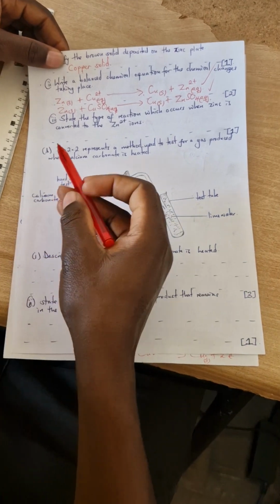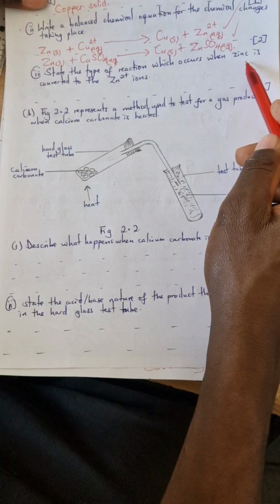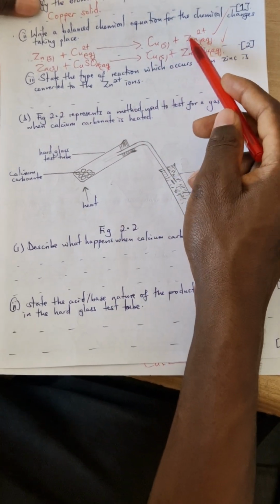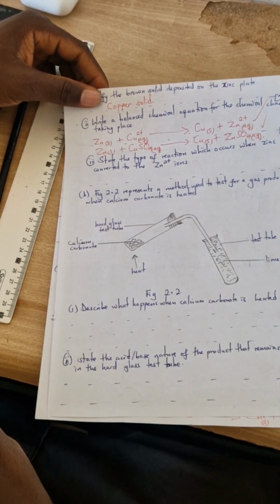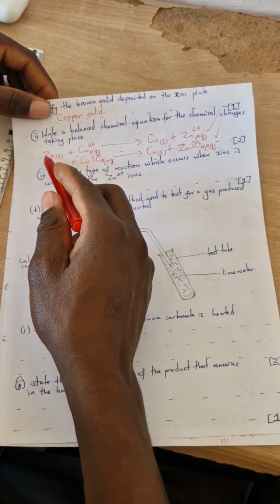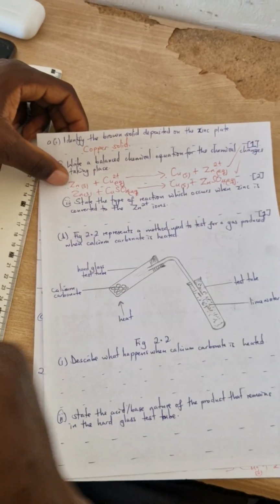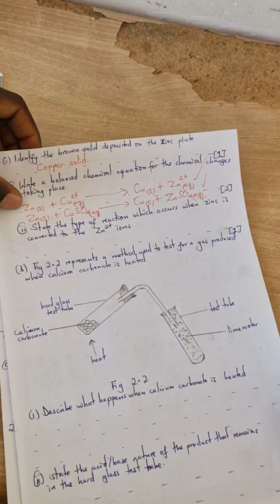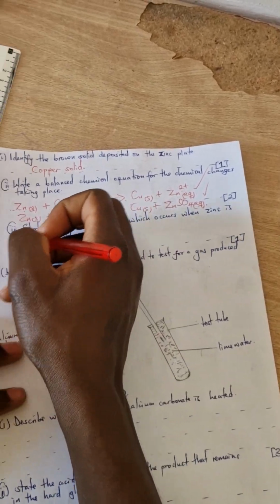Then for part 3, it's saying state the type of reaction which occurs when zinc is converted to the zinc 2+ ions, as shown here. We are saying zinc to zinc 2+ ions. Zinc was converted into zinc 2+ ion. So the type of reaction, right? Okay, so this one is for the types of reactions.